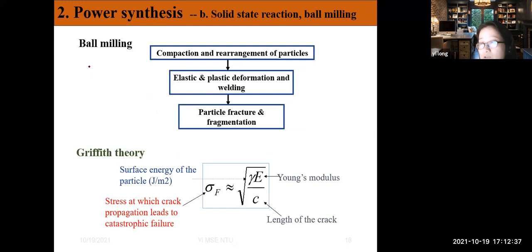Also, what are the possible problems in ball milling, such as elastic and plastic deformation and welding? You may have particle fracture and fragmentation, but you may also have the elastic deformation and the welding. And you will also know that when the particle becomes too small, the stress will be too high. Which means when the particle becomes smaller and smaller, the stress you need to break it down becomes even more difficult. The stress becomes very large if the particle size becomes too small, so if you really want to ball mill to a very small size, it will actually be very difficult.